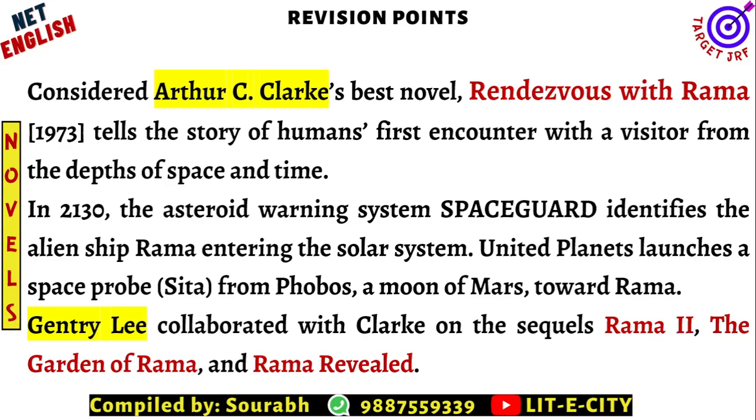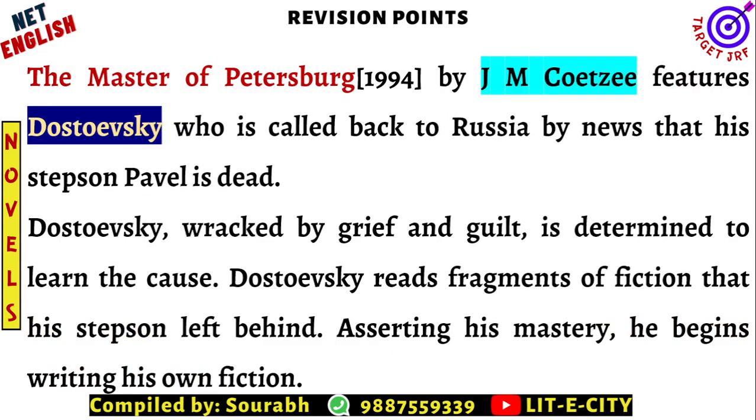In the story, in 2130, the asteroid warning system Space Guard identifies the alien ship Rama entering the solar system. United Planets launches a space probe called Sita from Phobos, which is a moon of Mars, towards Rama. Arthur C. Clarke collaborated with Gentry Lee and wrote sequels to this series: Rama II, The Garden of Rama, and Rama Revealed.